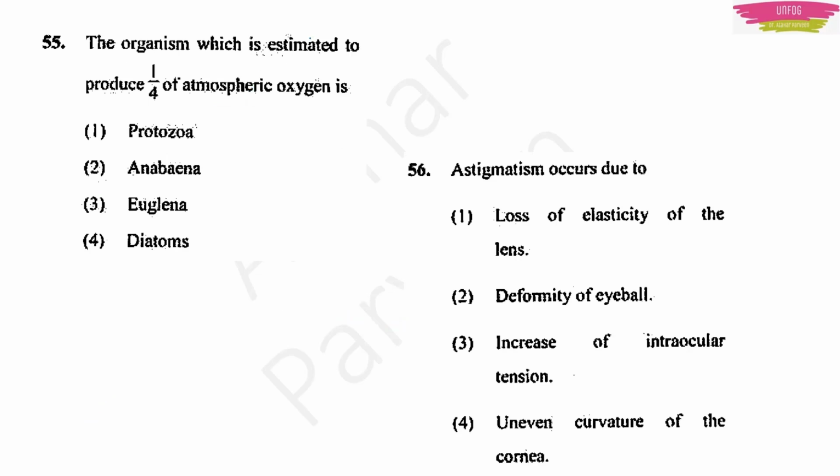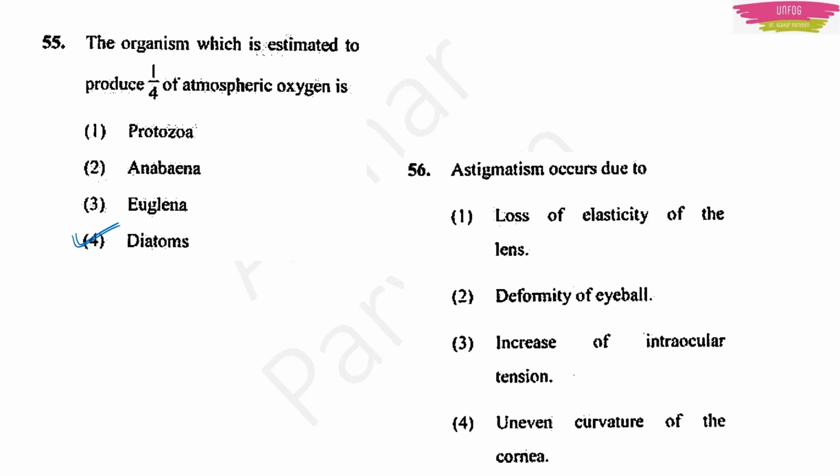Now next question. The organism which is estimated to produce 1/4 of atmospheric oxygen is option 1 protozoa, option 2 anabaena, option 3 euglena, and option 4 diatoms. So it is actually option 4 diatoms which produce 1/4 of the atmospheric oxygen.